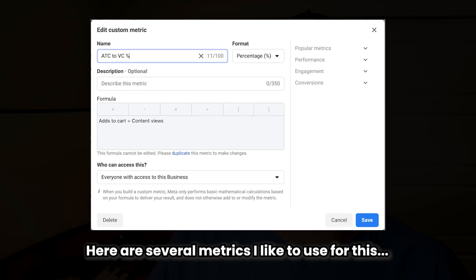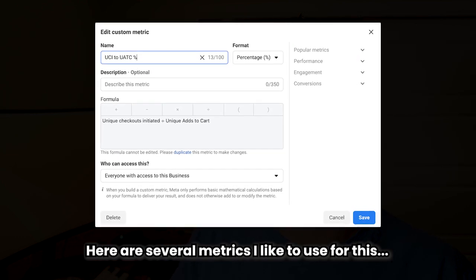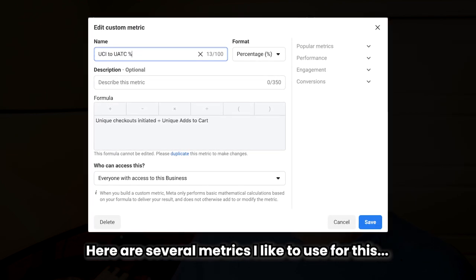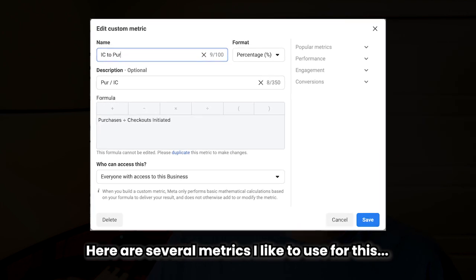If your conversion rate is off, there's definitely a lot of factors that can be negatively influencing that. Make sure to check your website's load time and your bounce rate. I also like to measure the percent drop off throughout the different stages of my customer journey. For example, how many people viewed content on your site and then added to cart? Also, what's the percentage of users that added to cart and then initiated checkout? And what's the percentage of users that initiated checkout and then actually purchased?